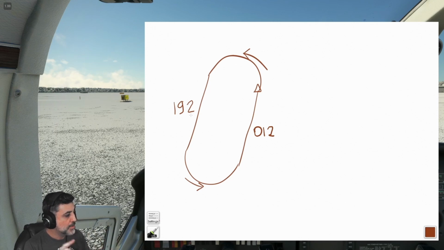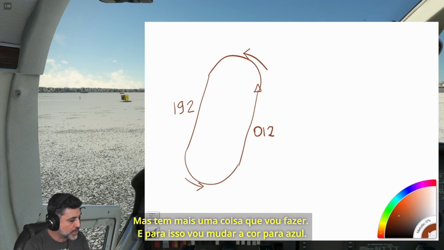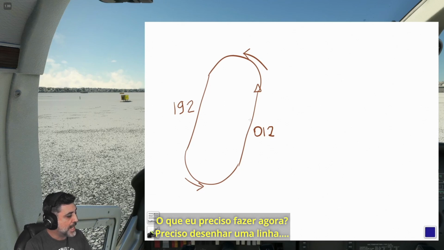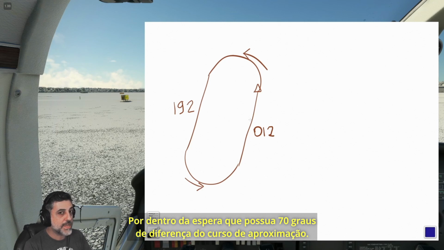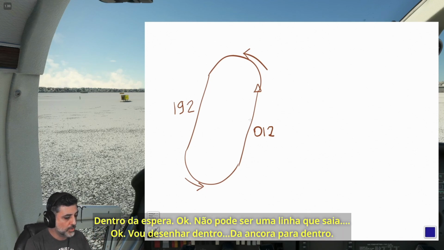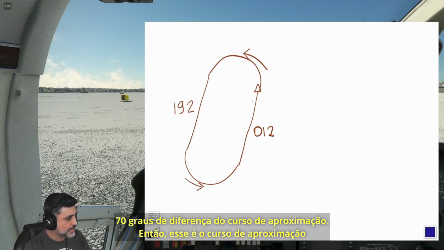Okay, great. But there's one more thing I want to do. And for that, we're going to change our color here to blue. All right. What do I need to do now? I need to draw a line to the inside of the hold that's 70 degrees offset from the inbound. Whoa, that's a lot. Not really. It's a line. Okay, I can do that. Inside the hold, so it's not going to be a line that goes outside. I'm going to draw inside from the anchor, 70 degrees offset from the inbound.